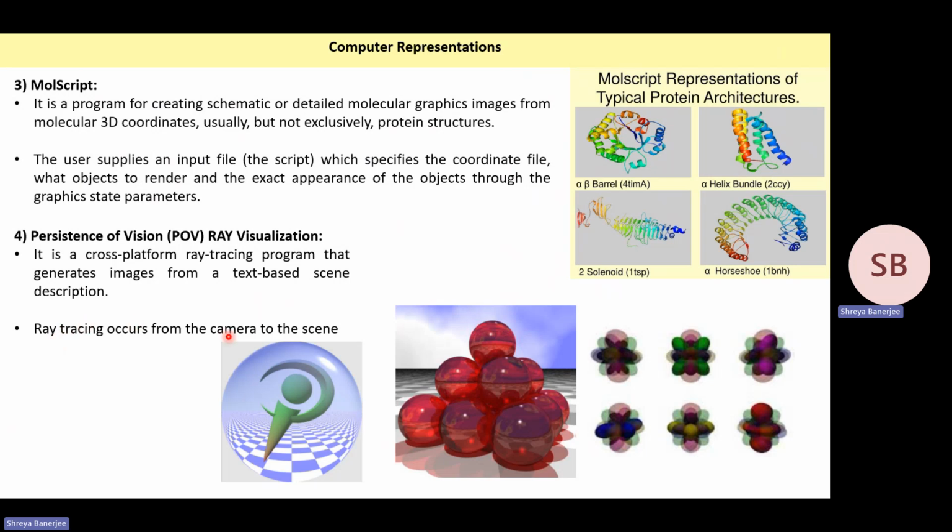So ray tracing occurs from the camera that will first look at the image and trace the three-dimensional outline of the image from different angles to the scene. That will be converted into computer images. And that is called the persistence of vision, or POV ray visualization.